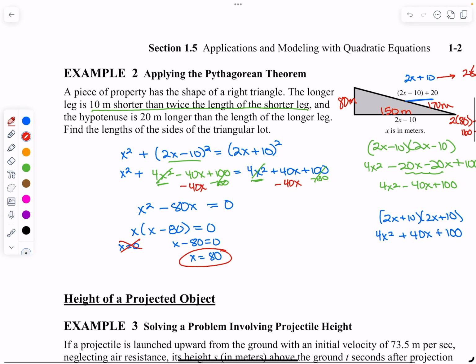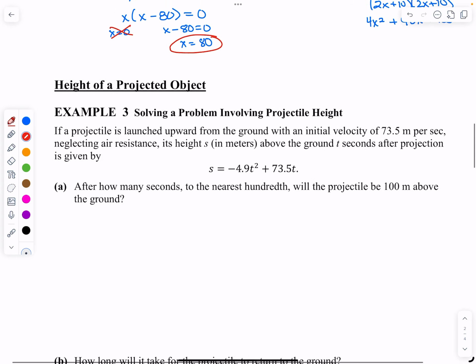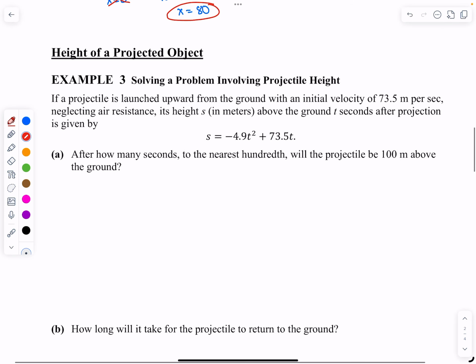All right. Now, this next one, the height of a projected object. So we're going to throw some things. Just so you know, we're going to be throwing a lot of things in this class. So you're going to have this type of problem on the Chapter 1 test, Chapter 2 test, maybe even Chapter 3 test, and it's definitely going to be on your final exam. So we're going to be throwing lots of stuff.